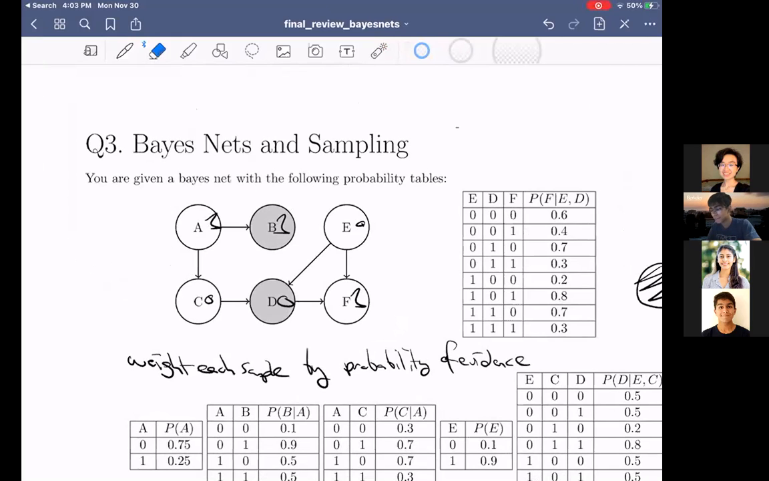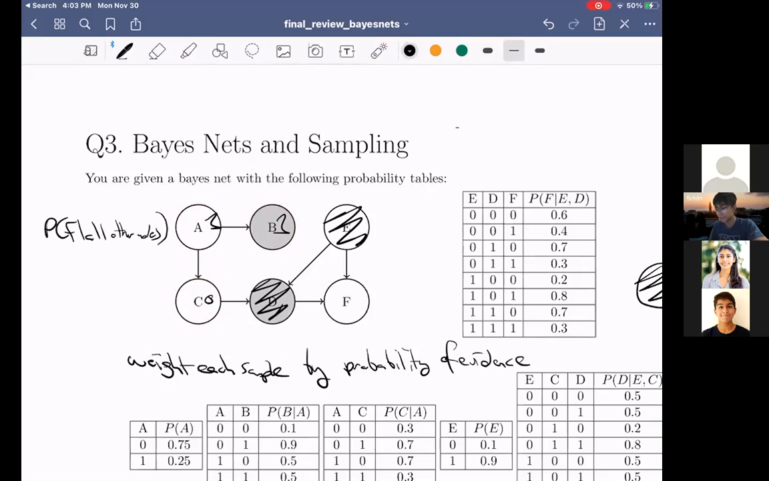So what you notice is that F is only dependent on E and D. And in particular, given E and D, we know that F only has ancestors B, A, and C. So that's what allows us to do this. We can say that P of F given all other nodes is equal to P of F given E and D. This is not something that we're always going to be able to say, but we're always going to be able to use P of F conditioned on a relatively small number of nodes compared to the size of the Bayes net.